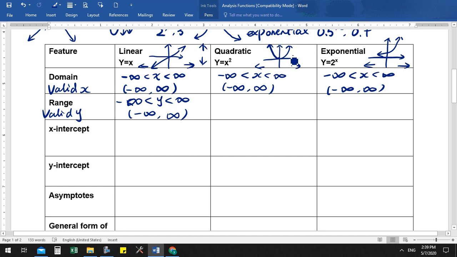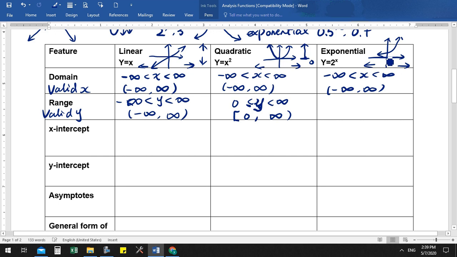For the quadratic, it's a little bit different. For y, you have a minimum value, so it's y from 0, then go up. So the minimum is 0, the maximum is infinity. So from 0 to positive infinity, including 0. So you write it as interval, it will be square bracket 0, then positive infinity.